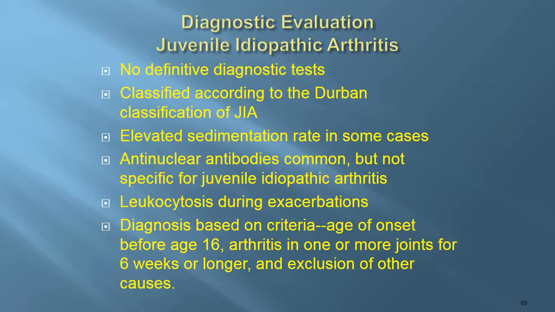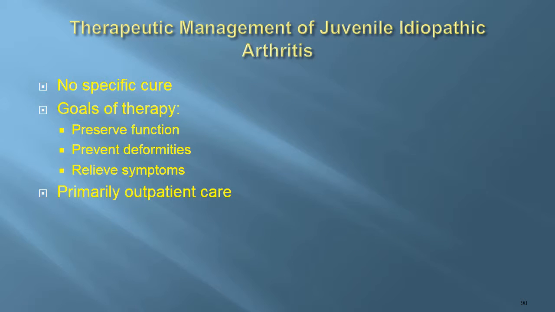There is an elevated sedimentation rate in some cases. Antinuclear antibodies are common, but not specific for JIA. Leukocytosis occurs during exacerbations. The diagnosis is based on criteria such as age of onset before age 16, arthritis in 1 or more joints for 6 weeks or longer, and exclusion of other causes. There is no specific cure for JIA. The goals of therapy are to preserve function, prevent deformities, and relieve symptoms. These patients are treated primarily as an outpatient.